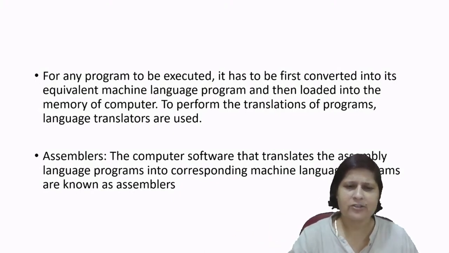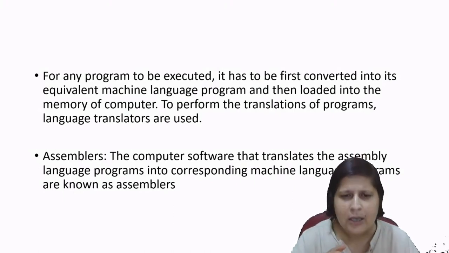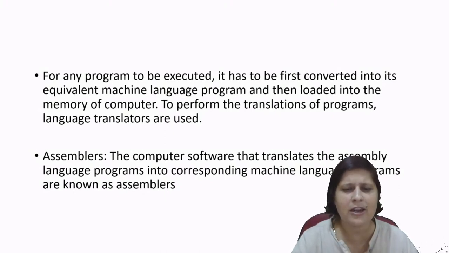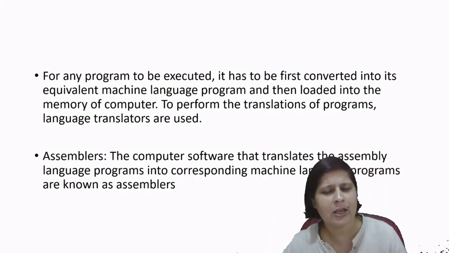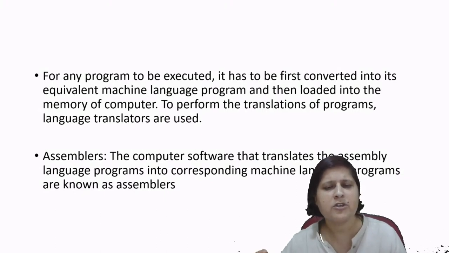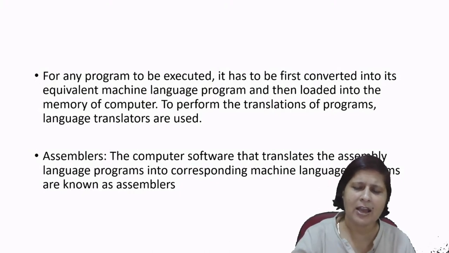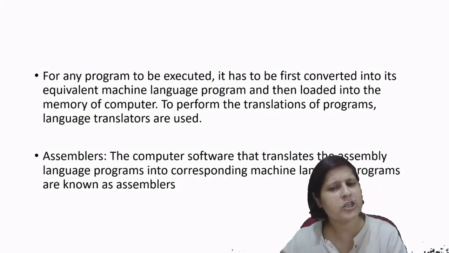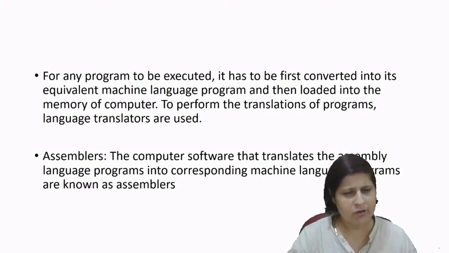What are translators? I hope you understand what translators are. The user understands the high-level language. They code in high-level language, that is in English or any language they can understand, and that high-level language is converted into machine language. Machine language is what? Binary code, the language of 0 and 1, which the computer understands. This conversion of the high-level programming language into machine language is known as translation, and it is done by the translators.